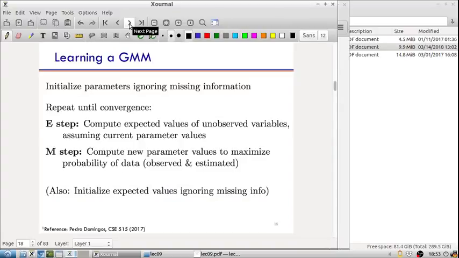Okay. And how do you learn a Gaussian mixture model? This is where the EM algorithm comes in. I'm going to describe EM again in detail, so let me skip this. But this is the overall intuition.